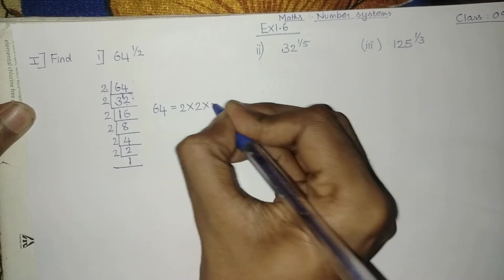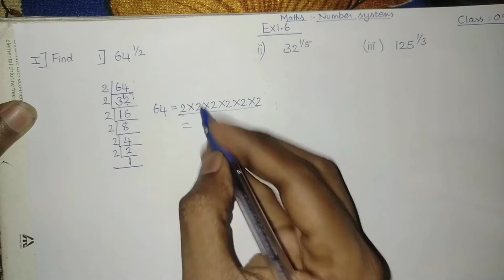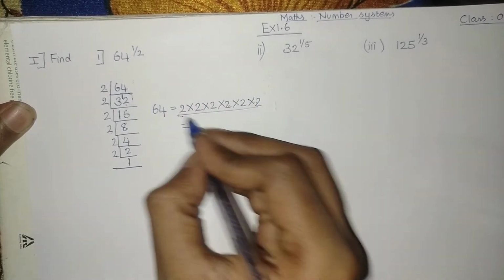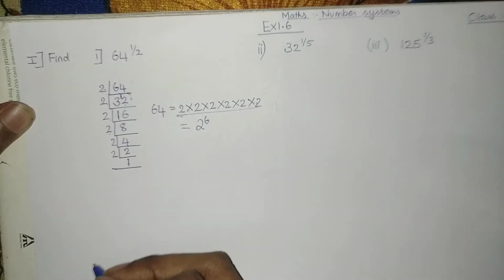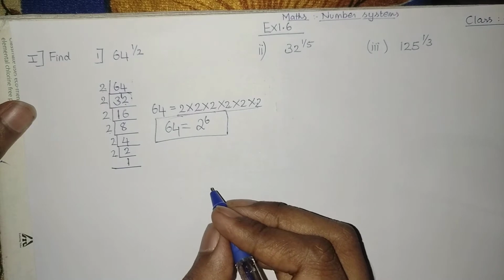2 into 2 into 2, that is 2 multiplied 6 times, correct? 2 multiplied how many times? 6 times. 1, 2, 3, 4, 5, 6. Can I write this as 2 power 6? Yes, absolutely. So 64, I can write it as 2 power 6.